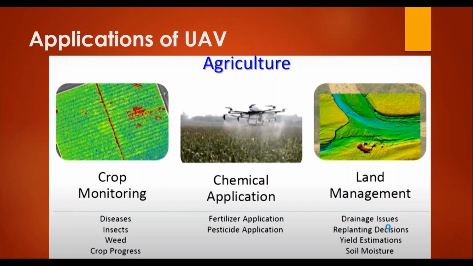Right, and land management is also one of the applications being used with the UAV. We can actually take care of the drainage issue, replanting decisions, yield estimation, and soil moisture computation, which can also be done through the UAV itself. These are some of the applications which are being used in the agriculture areas.